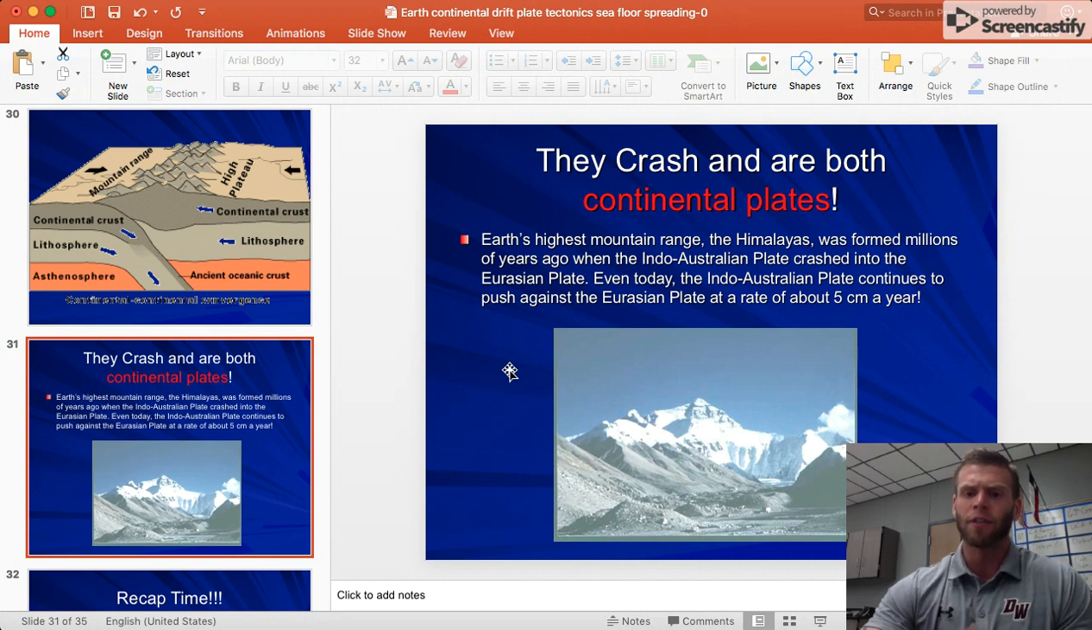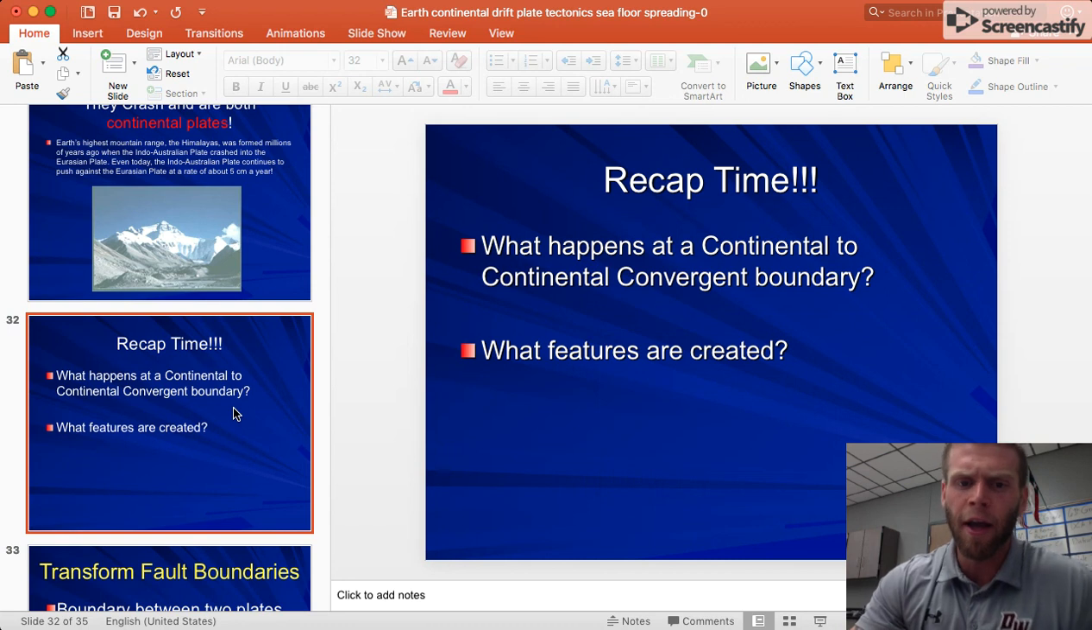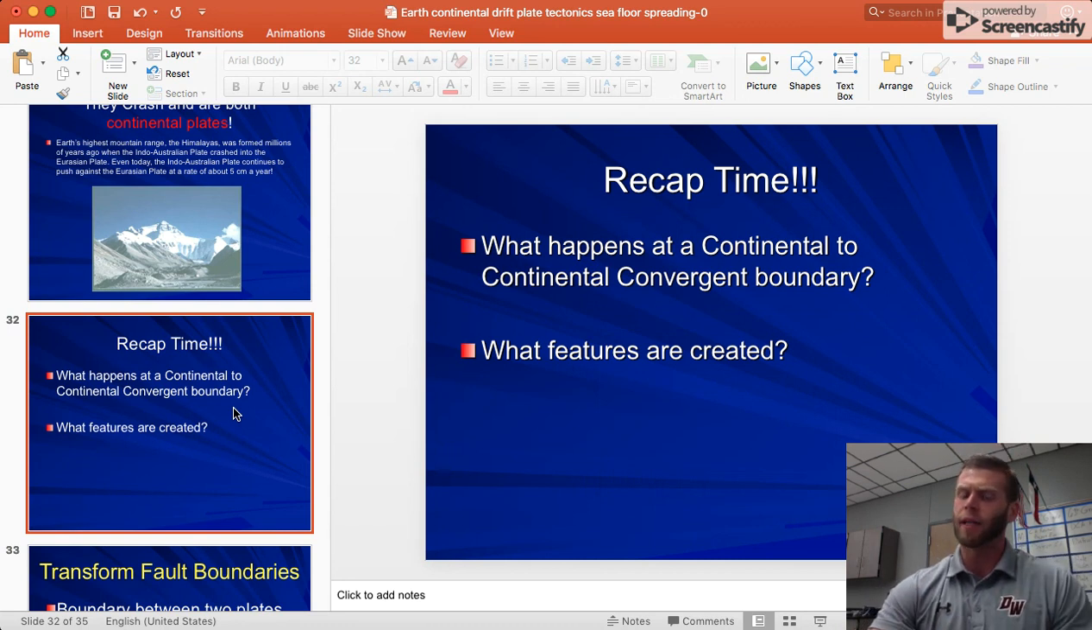Earth's highest mountain range is the Himalayas, all right? And that's when the Eurasian and the Indo-Australian plate collide together. And they continue to push together at 5 centimeters a year. That might help you for your project. Recap time. What happens at a continental to continental convergent boundary? And what features are created there?